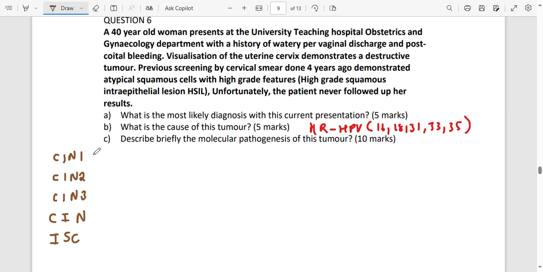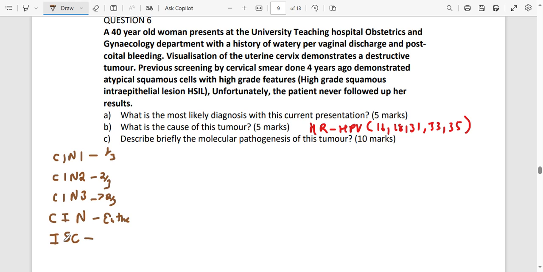So, let me mention this again. Cervical intraepithelial neoplasia 1 involves one third from the base of the transition zone. This one is involving two thirds. This is involving dysplasia greater than two thirds. Carcinoma in situ is the entire cervix, the entire wall, as there is dysplasia.